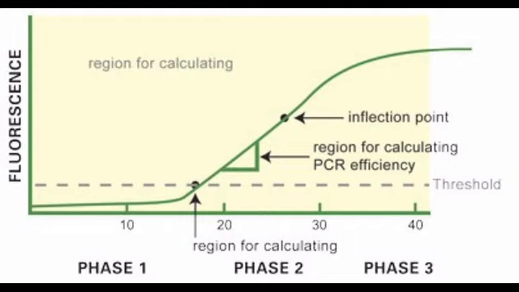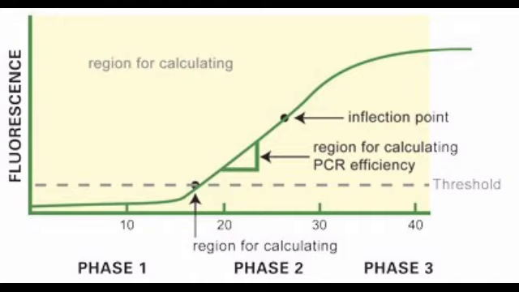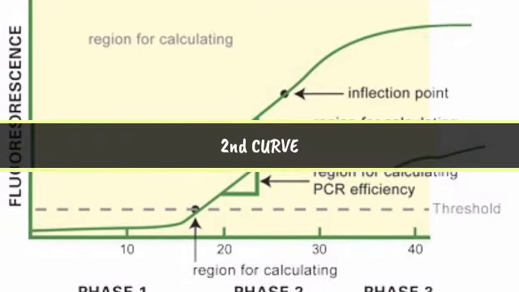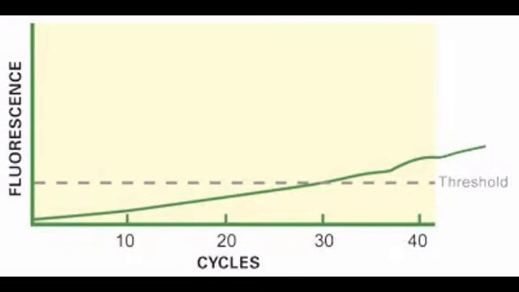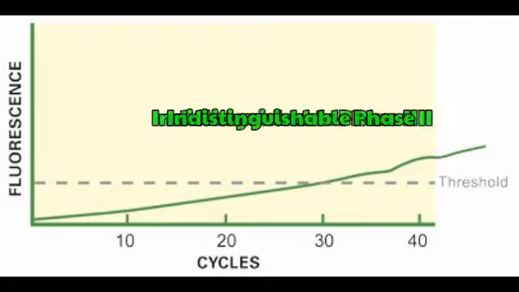Now, while knowing the exact slope number is useful, that is, if you find that it is less than 1.6, your assay needs an optimization of conditions. But even by eyesight, or by looking with the naked eye and comparing with the curve shape, it is useful to see whether the slope falls in the optimum range. Now let us see the second curve. If your curve has a weak or low slope or even an indistinguishable phase 2, something is not right.